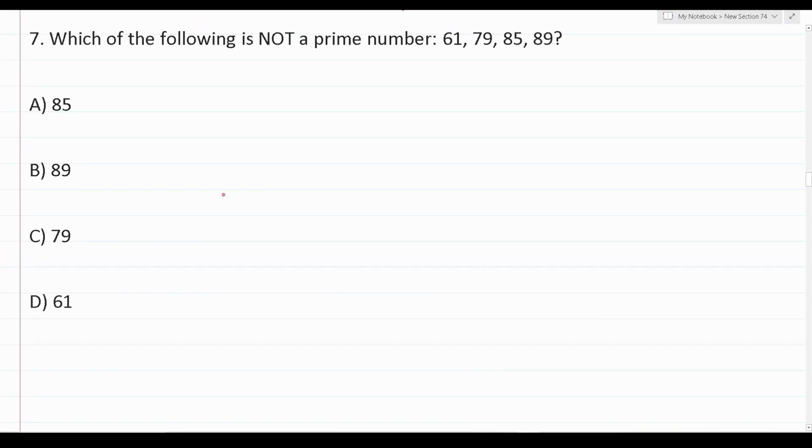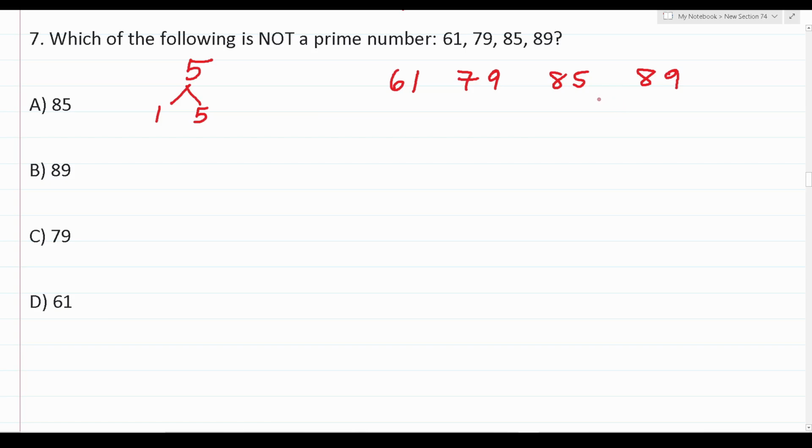All right, so number 7 here says, which of the following is not a prime number? We have 61, 79, 85, and 89. All right, so just to recap, we say a number is prime if it's only divisible by 1 and itself. So 5, for example, is a prime number because it only has 2 factors, notably 1 and 5. Well, what's the trick to determining which of these numbers is not prime? Well, let's go ahead and write them out. We have 61, 79, 85, and 89.